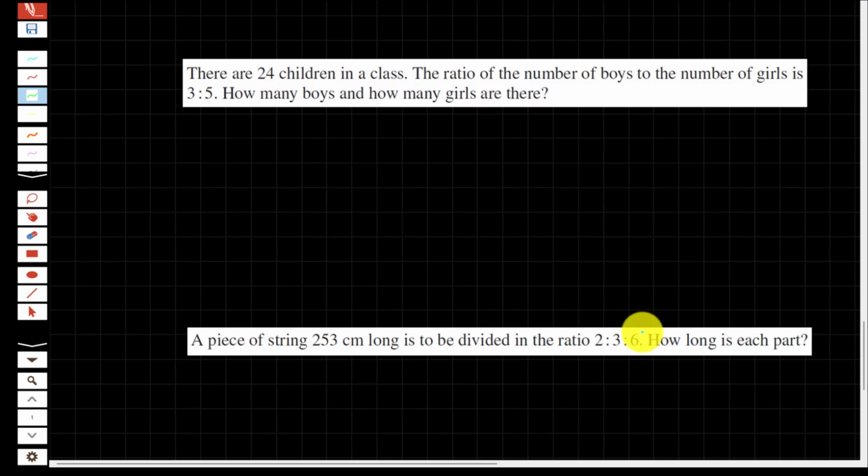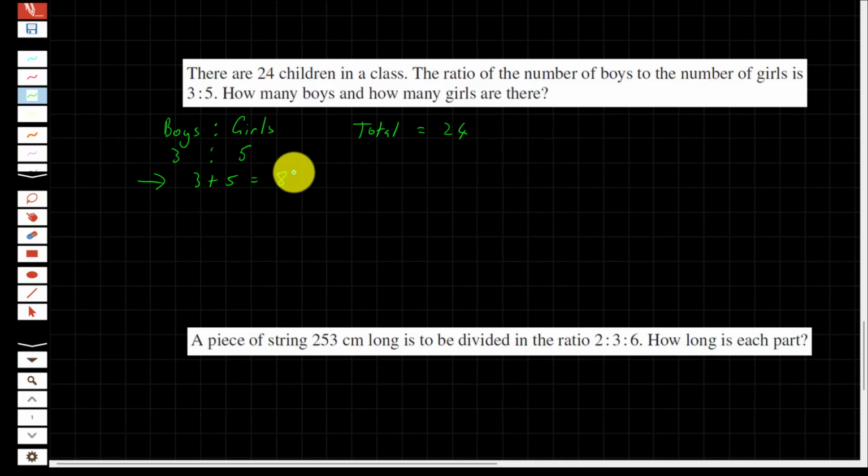In this problem we have a total of 24 people in a class, and the ratio of boys to girls is 3 to 5. And the question asks us how many boys and girls are there. So we write down what information we have been given. Then we use that information to solve the problem.